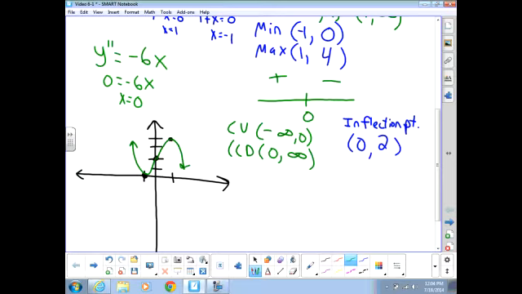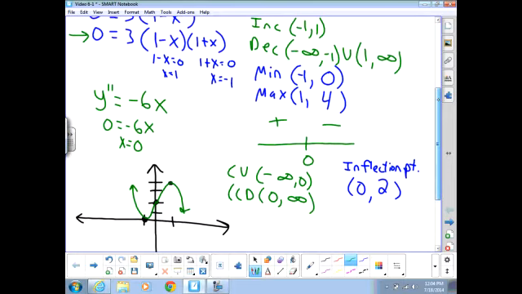Let's check our increase-decrease intervals out. We should be increasing from -1 to 1, which we are, and we should be decreasing from -infinity to -1, and 1 to infinity, which we are as well.